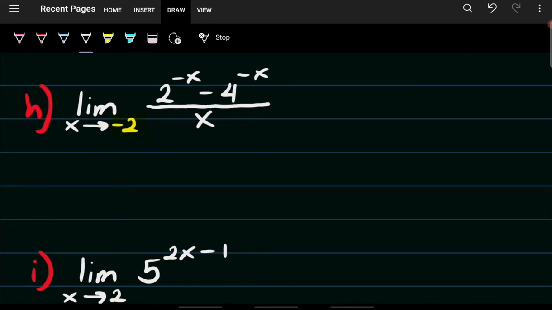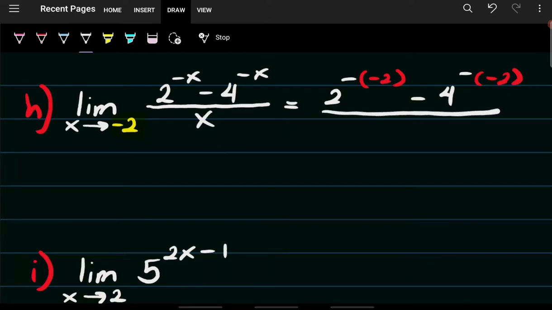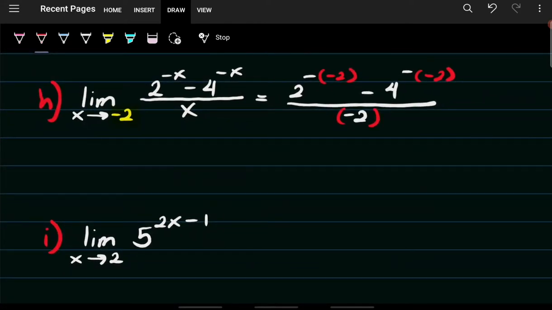Again, let's apply direct substitution. Right now, the constant, the value of a, is equal to negative 2. So let's substitute. This one will give us 2 raised to negative x, or negative of negative 2, minus 4 raised to negative x, again negative of the constant negative 2, and then copy the denominator x, substituting negative 2. Now, let's simplify the exponents. Negative of negative 2: two consecutive negative signs become positive. So that is equal to 2 raised to 2 minus 4 raised to 2, all over negative 2.